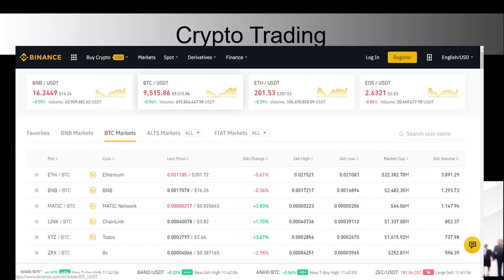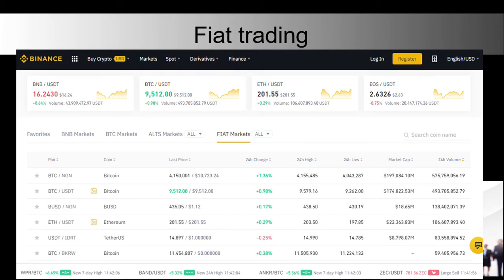Which means I don't do the normal day trading. I do short term, I do mid term, I do long term trading. Now, if you look here, you see Bitcoin against Naira, Bitcoin against USDT, and this is trading Bitcoin against what we call fiat. Fiat is your normal currency. One of the good things that Binance did was to integrate our Naira into this exchange, so you can trade.